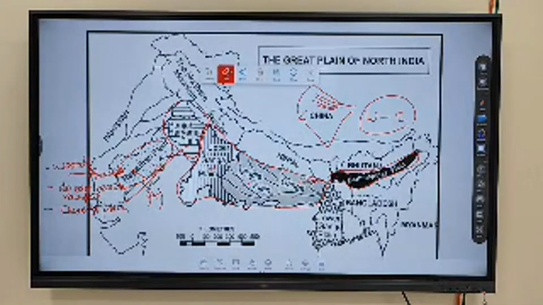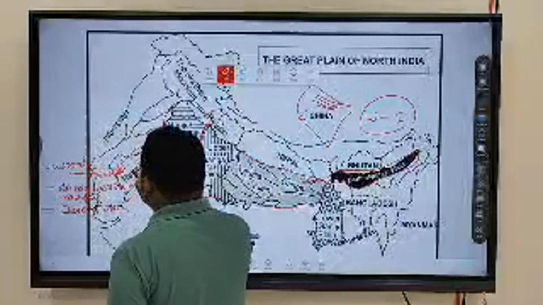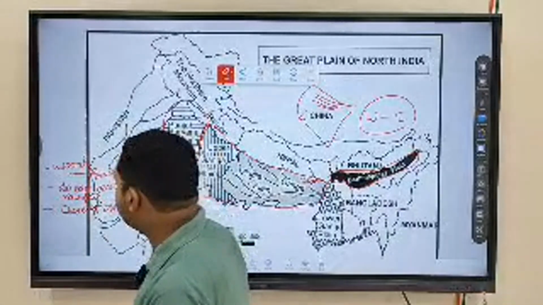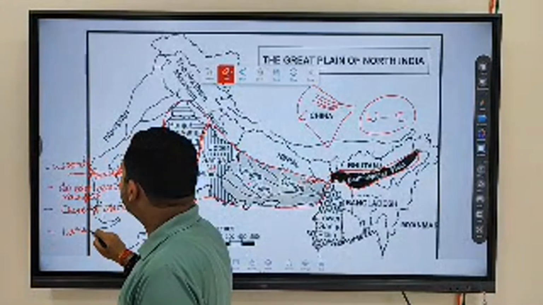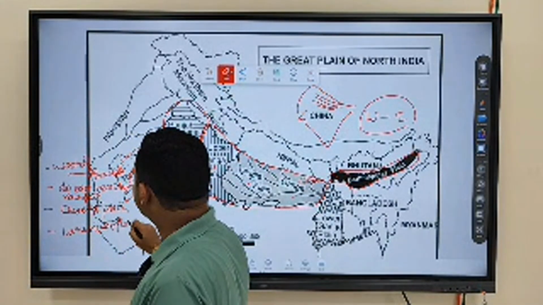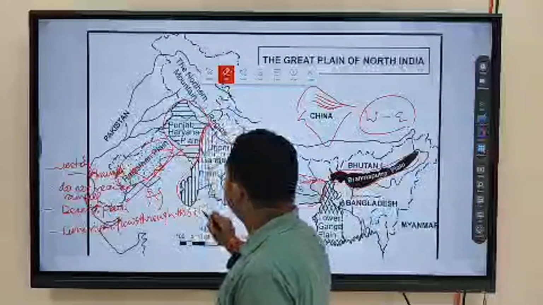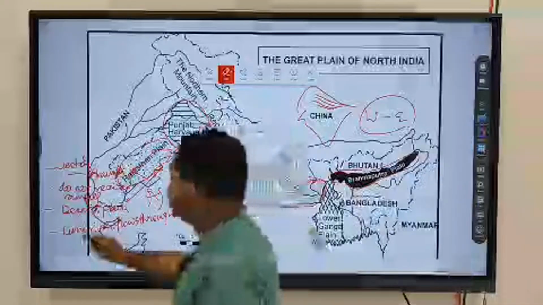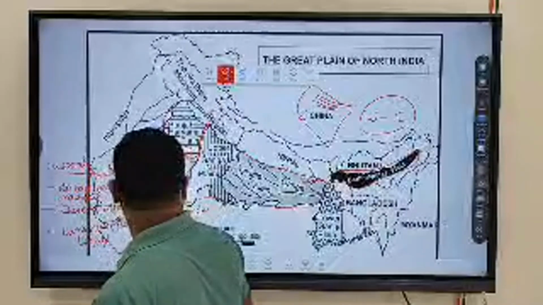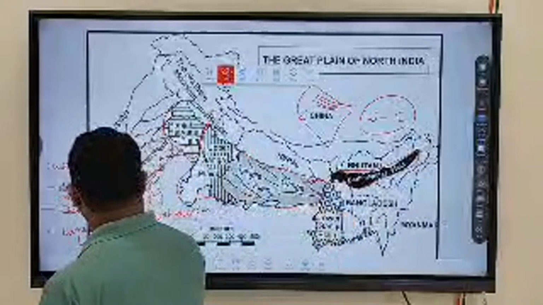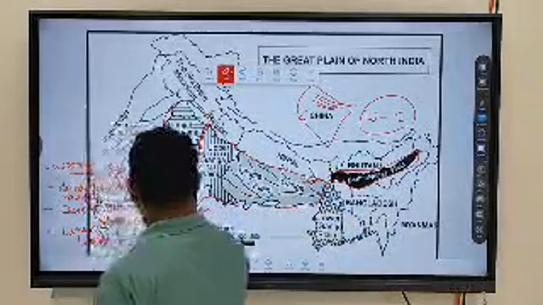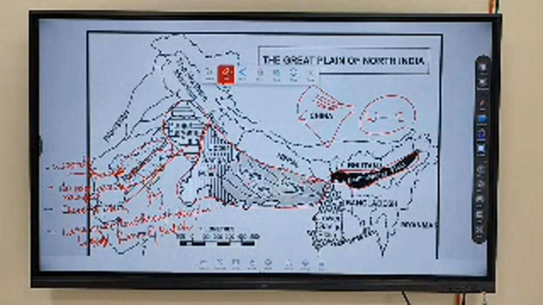There is a river flowing through this particular plain, which is referred to as the Luni river. And this Luni river merges where? In the Rann of Kutch. This merges in the Rann of Kutch region. Clear? So the Luni river flows and merges in the Rann of Kutch.